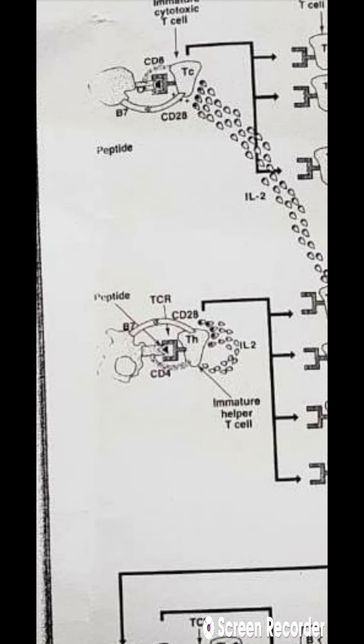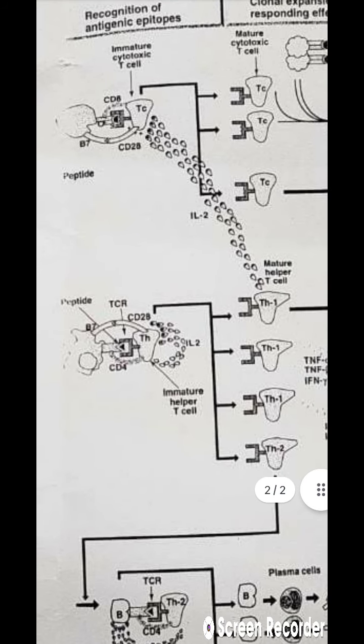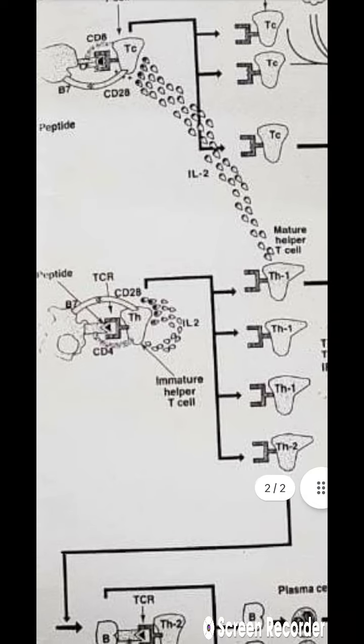The second signal is coming from the co-receptor binding. Co-receptor CD28 molecule binds with the B7 molecule. It gives the second signal. Along with that, what happens? The helper T cell releases some cytokine. What is the name of the cytokine? Interleukin 2.